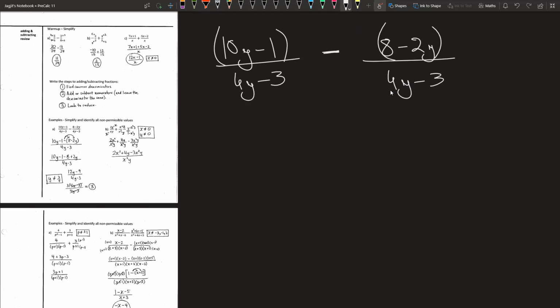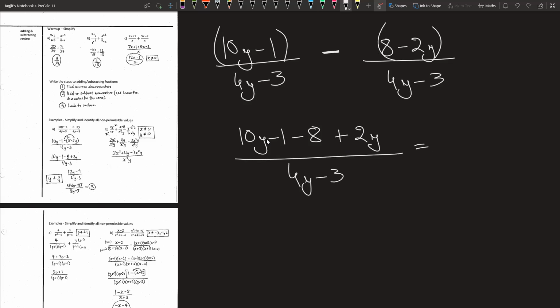Okay, you ask yourself, do I have a common denominator? Well, we're lucky in this case, yes, we do. So we just need to simplify the top. So it will be 10y minus 1. Now minus 8, you have minus 8, and minus minus will become plus 2y. Remember, minus minus will become plus. Your common denominator is 4y minus 3. What's 10y plus 2y? That's 12y. And minus 1 minus 8 is minus 9.